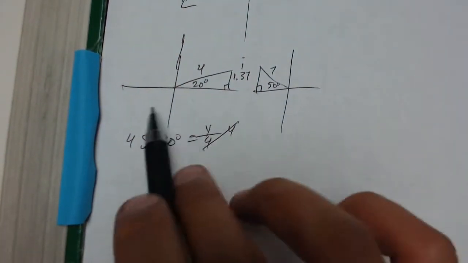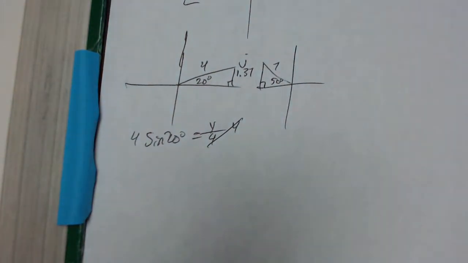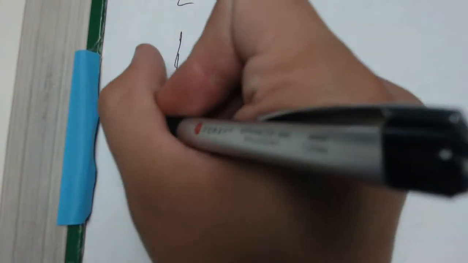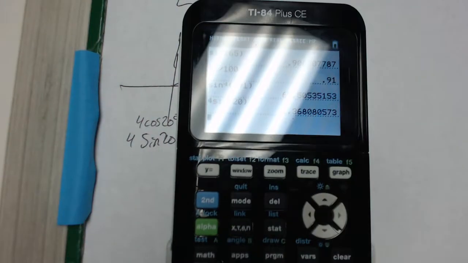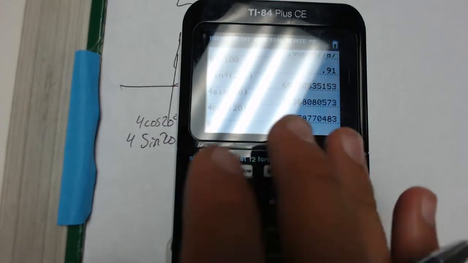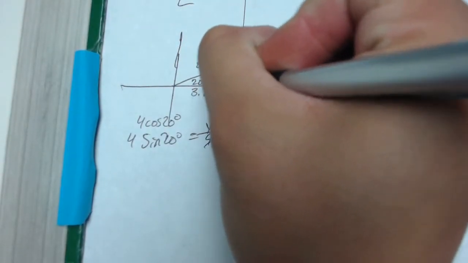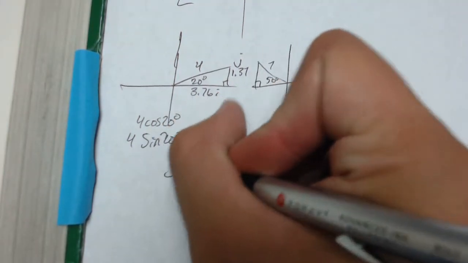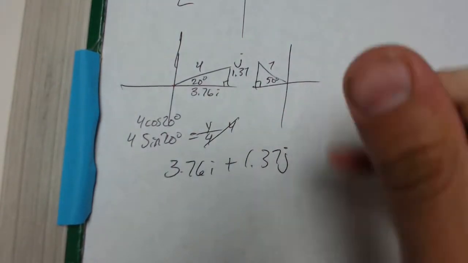Now let's do j, because that's an elevation, that's a y-axis. So 1.37j, and then to do the length, I would just do 4 cosine of 20, because it's a similar identity. So I take 4 cosine 20, and parentheses, enter, 3.76. So I've got 3.76i plus 1.37j. That's the first point.